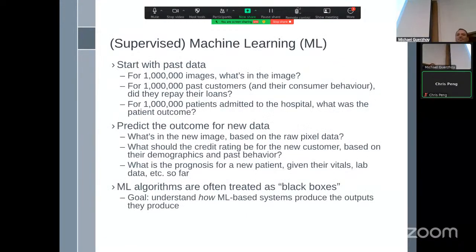But now I want to talk about the other component of how you make it work. And that's machine learning, specifically what's called supervised machine learning. Supervised refers to the fact that you have both inputs and expected outputs. So the framework is kind of like this. You start with past data.